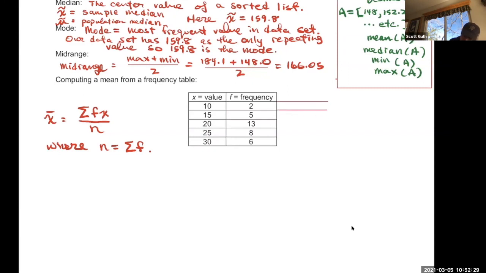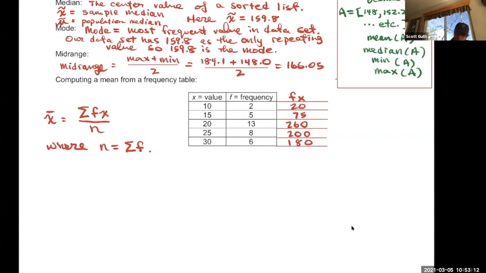Here you're going to see me doing the mean by hand. If it's in a table like this, we'll probably just do it by hand. So the extra column is F times X, because that's what's called for here. We have to sum FX. So here 2 times 10 is 20, and 5 times 15, I don't know, 75. And 13 times 20 is 260. 8 times 25 is 200. And 6 times 3 is 18. 6 times 30 is 180. Like that.